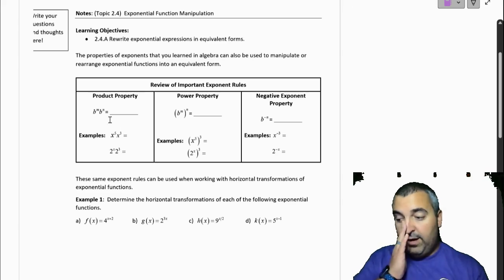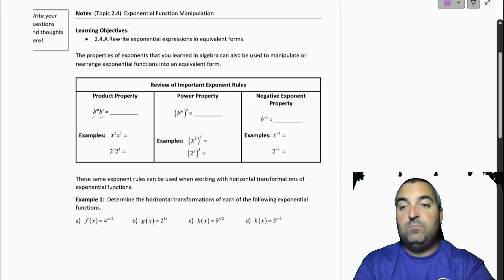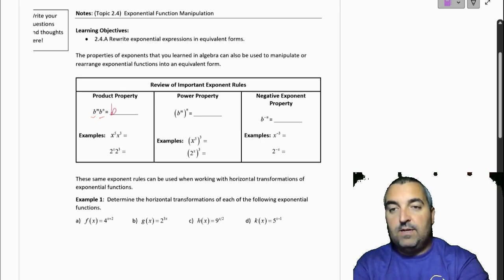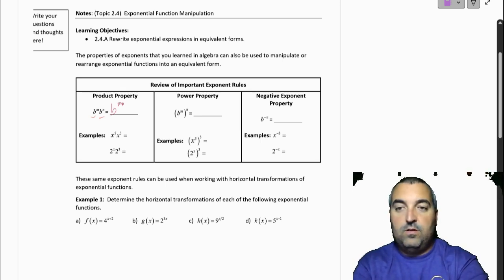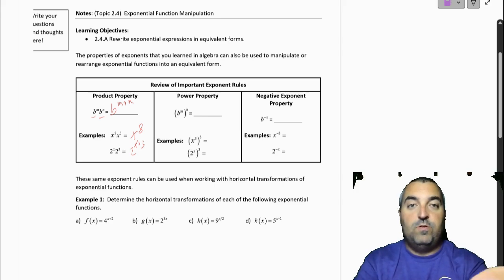So the product property is if you have the same base, so b and b, raised to whatever powers, but you are multiplying them, hence product, you actually add together the powers. So an example here, x to the fifth times x to the third ends up just being x to the eighth. 2 to the x and 2 to the third ends up being 2 to the x plus 3. Okay, so that's how the product property works.